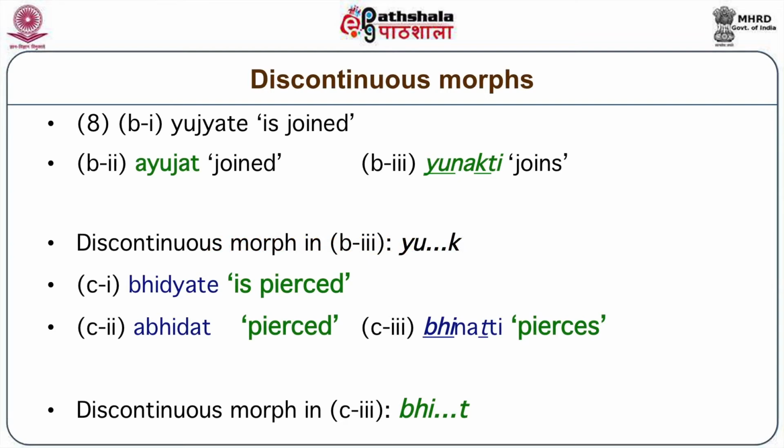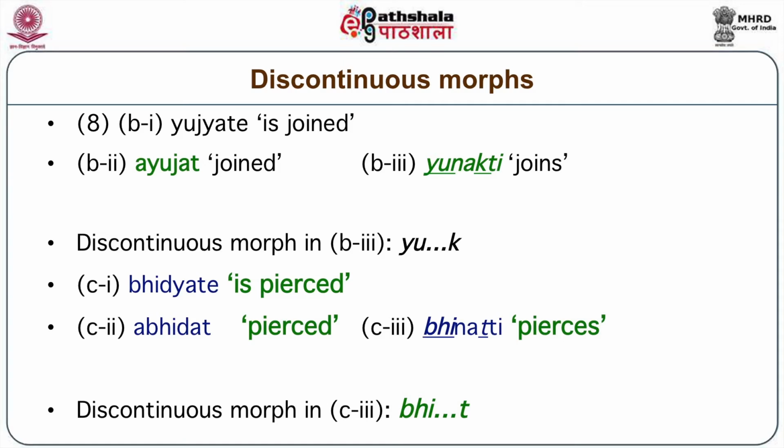Bhinatti is based on the root bhid, which means to pierce, and it has a final ending ti, which means third person singular present tense. These 2 parts of bhinatti are very easy to handle. What about the na, and how come instead of bhitti you're getting bhinatti? How do you do this? The answer to that is twofold.